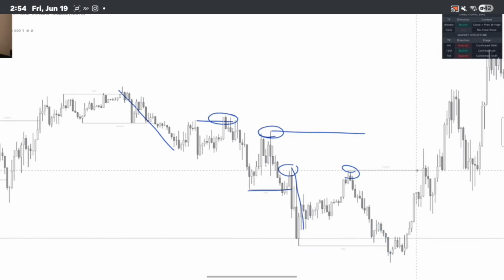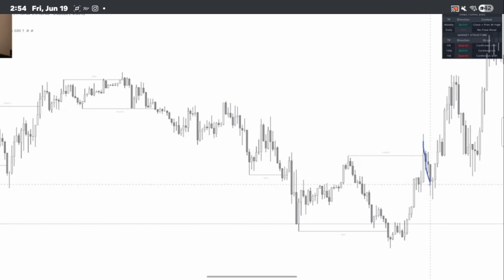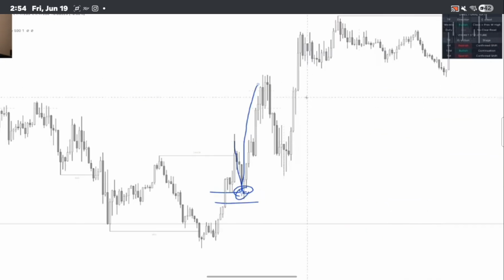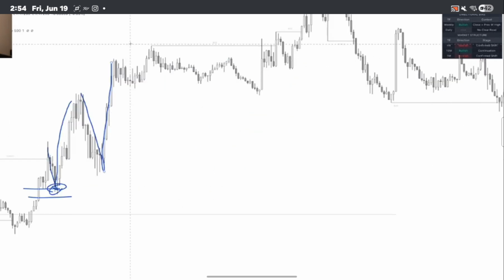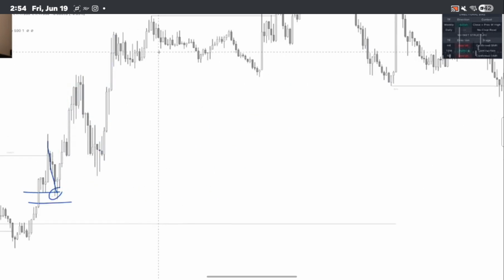And then we change character. No longer is the bias short. The bias is now long. We change character. We pull back. Fair value gap. Longs. Pull back. Longs. This becomes the high. And again, the rules tell you this is the high, not this one.